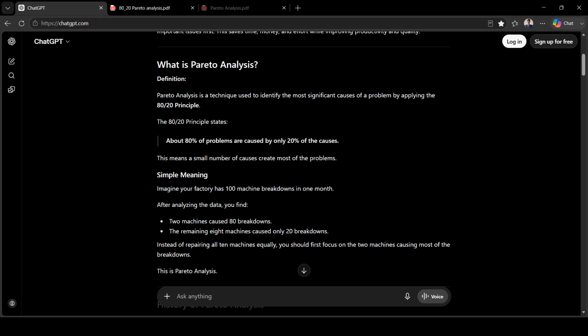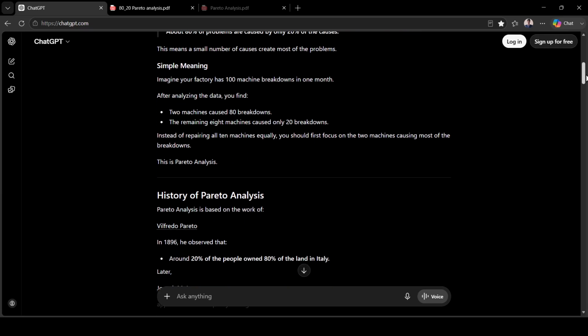In simple terms, imagine your factory has 100 machine breakdowns in 1 month. After analyzing the data, you find two machines caused 80 breakdowns. The remaining 8 machines caused only 20 breakdowns. So instead of repairing all 10 machines equally, you should first focus on the two machines that cause most of the breakdowns. This is Pareto analysis.